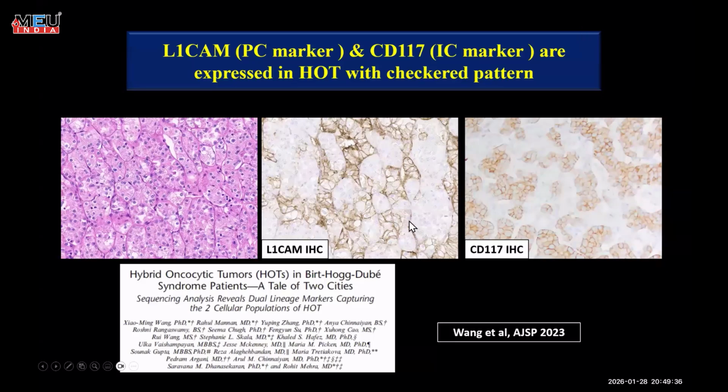It is hybrid because it has dual cellular lineage areas. One cellular population is marked by CD117, which is also seen in the intercalated cell of the kidney, and the other cellular population is marked by L1CAM, which is seen predominantly in principal cells as well as a few other cell types of the kidney. So this is a very unique neoplasm where there is a dual cellular lineage. Both the populations are still clonal in nature, though. So I think this is a very interesting neoplasm. So please visit this study when you can.